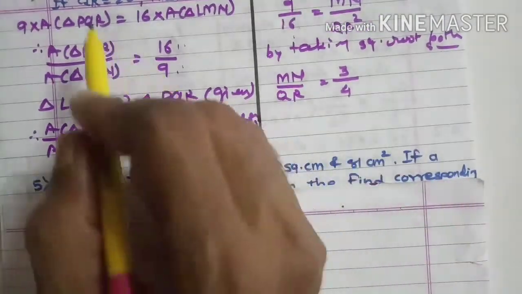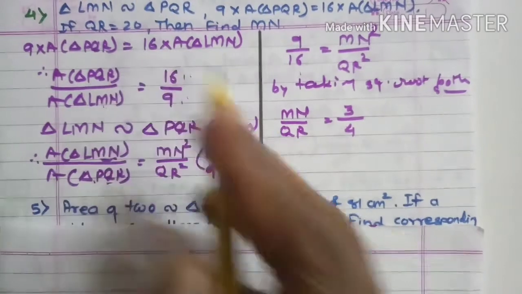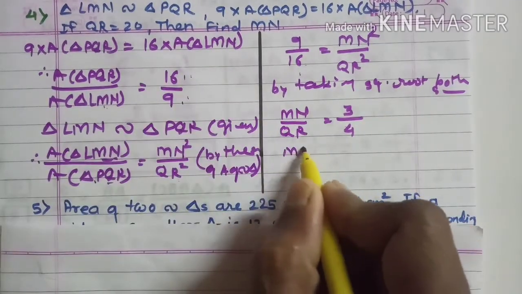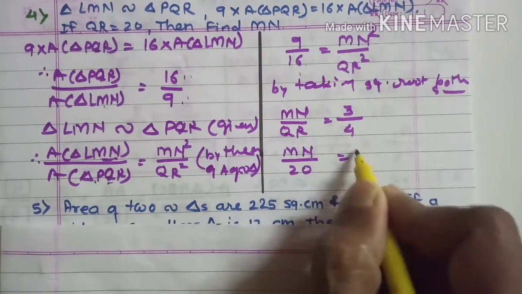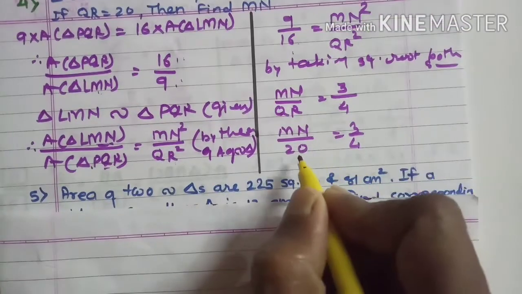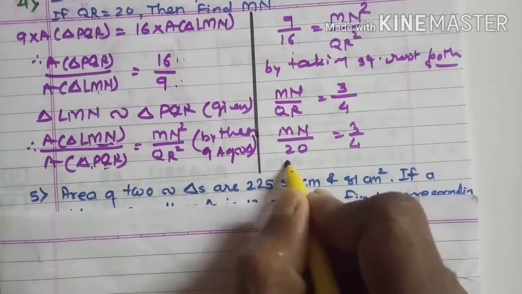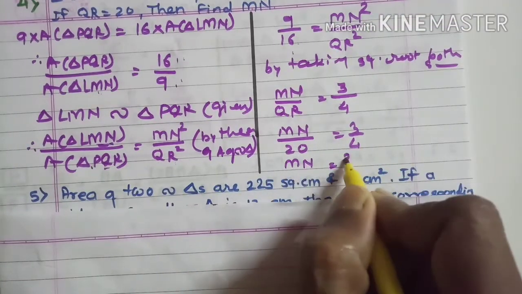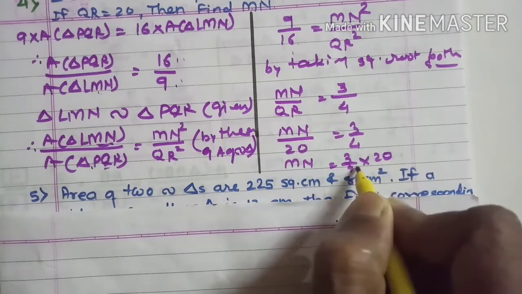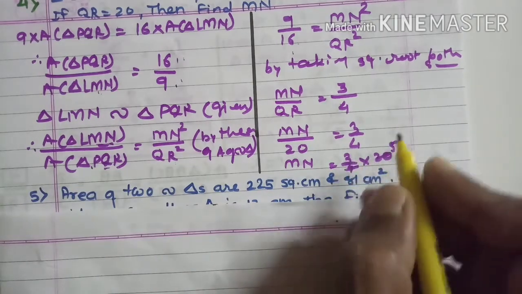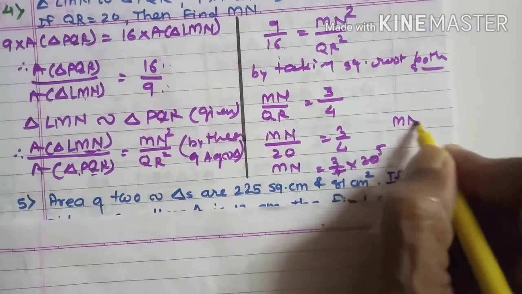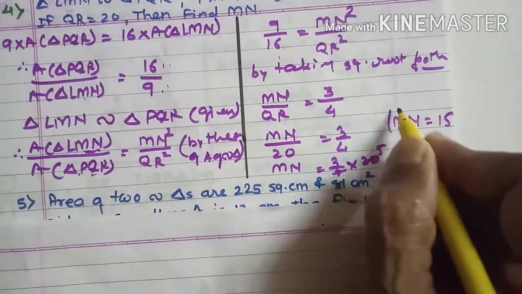Okay, now we have the value of QR, that is 20. So substitute: MN upon 20 is equal to 3 upon 4. Take 20 on right hand side, so MN is equal to 3 upon 4 into 20. 4 5s are 20, 3 5s are 15, so MN is equal to 15 units.